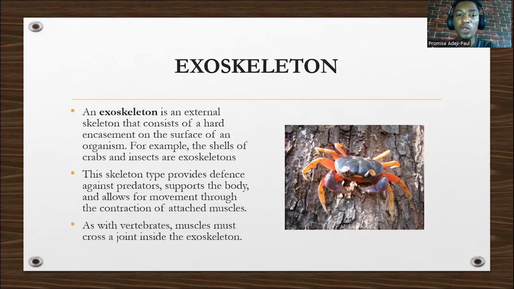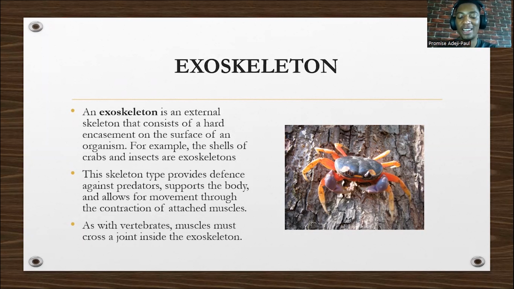Now we'll talk about the exoskeleton. From the name, exo means external, outside, so the skeleton is found outside, externally. An exoskeleton is an external skeleton, and it consists of a hard encasement on the surface of an organism. For example, the shells of crabs and insects are exoskeletons. They are found outside the body.